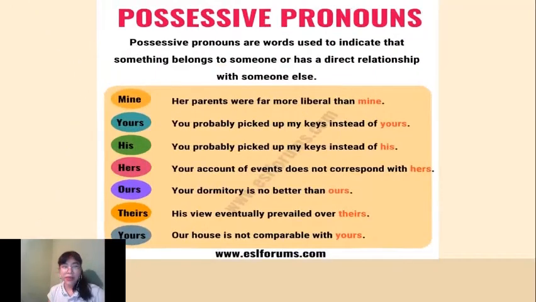It doesn't change. Possessive pronouns, then we have here another picture that shows us what I told you previously. They summarize the information I gave you. Possessive pronouns are words used to indicate that something belongs to someone or has a direct relationship with someone else. For example, her parents were far more liberal than mine. Here we're talking about my parents. So her parents were far more liberal than my parents.